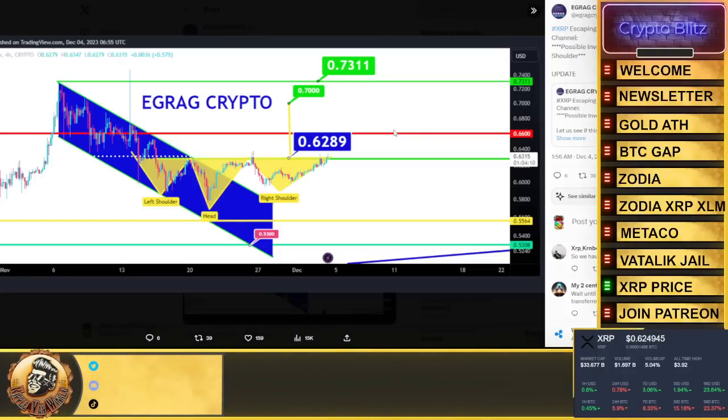We touched it this morning. We dropped back down into this right shoulder. We need to see another breakout. We are flirting with it again. We need to see a bullish push above 66 cents so we can target this next green line of 73 cents, which is then going to push XRP up into that 92 cent region, when then we can finally start talking about a dollar XRP again. That's what I'm waiting for. That's what you should be waiting for.